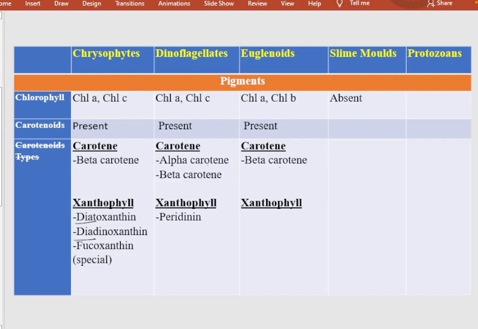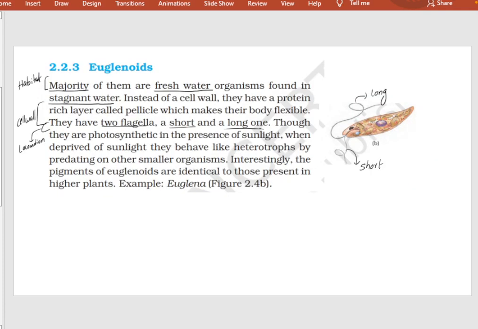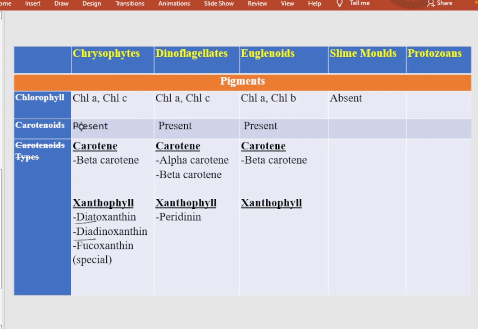Where? Euglenoids. Interestingly, the pigments of the euglenoids are identical to those present in higher plants. What are the pigments? A and B. In higher plants also A and B are there. So similar to higher plants, chlorophyll A and chlorophyll B. You remember Euglena. Other than that, pigment related information is there, we will study one by one. So carotenoids, yes, present.